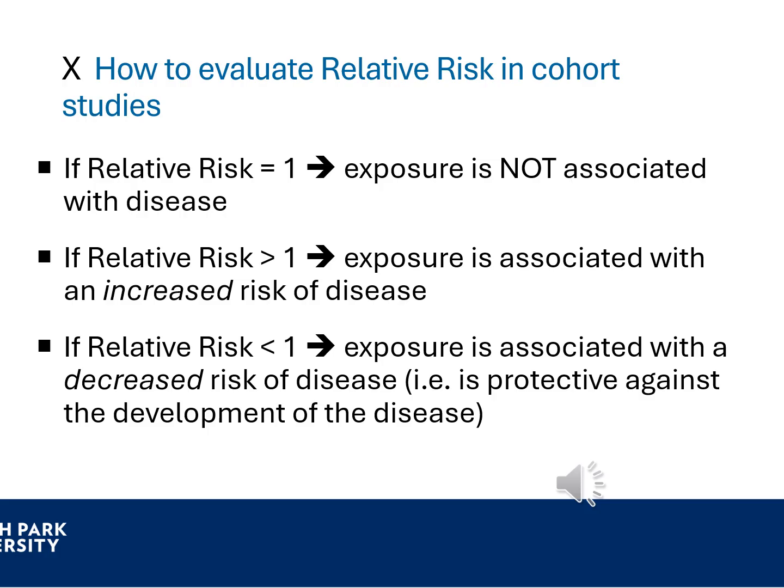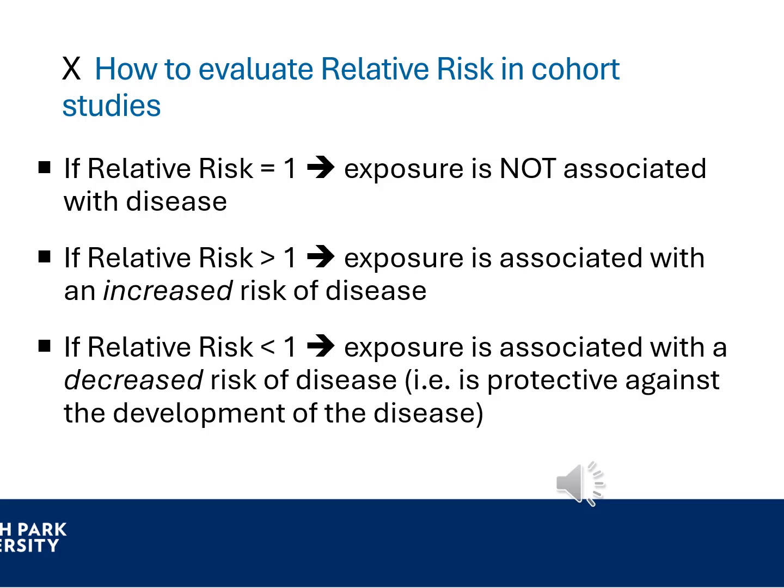Generally, there's an easy rule: if the relative risk is equal to 1, the exposure is not associated with the disease. If it's greater than 1, there is some association with an increased risk of disease. If it's less than 1, the exposure actually is related to a decreased risk of disease. So in other words, that risk factor, let's say it is exercise, may be protective against the development of the disease that you were studying, which was congestive heart failure. So we look for that greater than, equal to, or less than sign when we interpret the relative risk of a study.